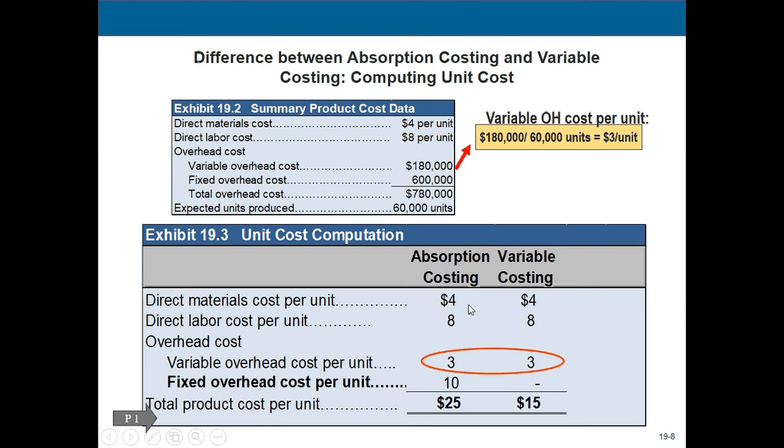So here's where the difference lies. Under absorption costing, we're going to consider the fixed overhead. How did we get to this $10? Well, you probably guessed it. We took 600,000 divided by 60,000 units. So under absorption costing, our product cost per unit is $25. But under variable costing, if we take out that period piece, the piece that we're now saying is a period cost, we take it away. Under variable costing, our product cost per unit is $15. That's dramatically different.